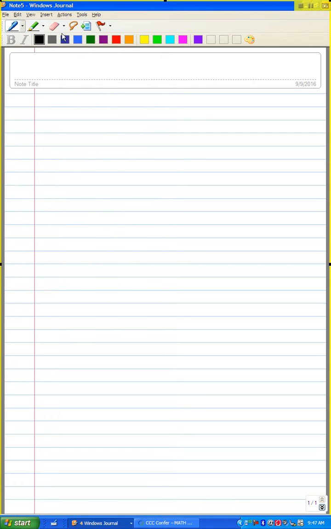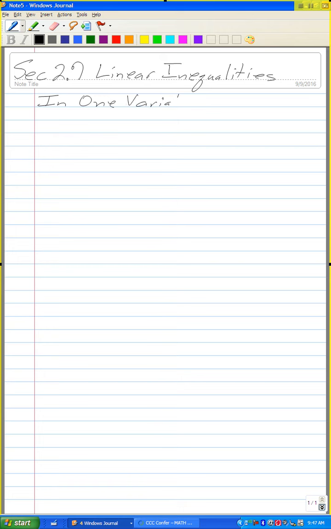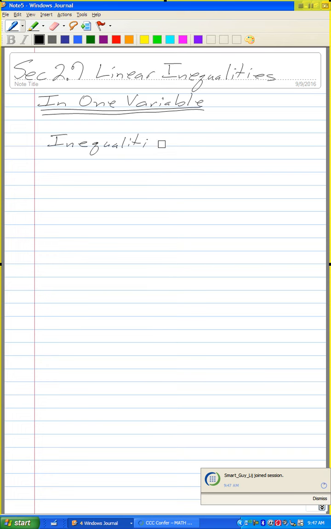Okay, so section 2.7, linear inequalities in one variable. So again, let's recall the inequalities symbols.